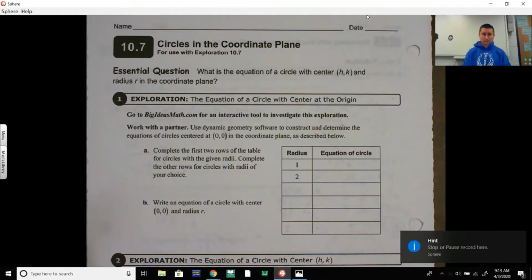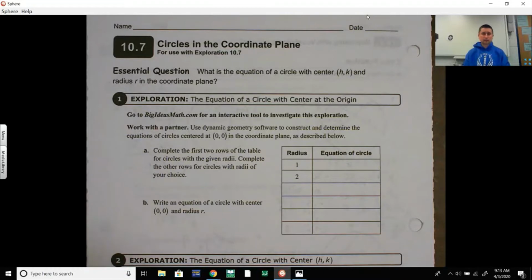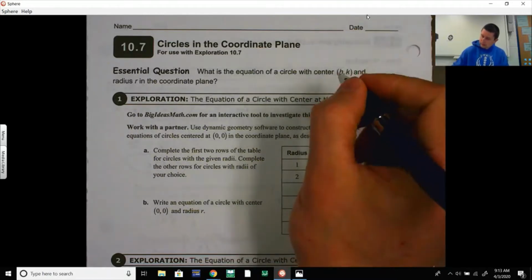Welcome back. Hey, we have reached the end of chapter 10. 10.7, this is the last one. Circles in the coordinate plane, so graphing circles. And it's going to be a lot easier than what the last one was for sure. So graphing circles in this coordinate plane using the x and y values.